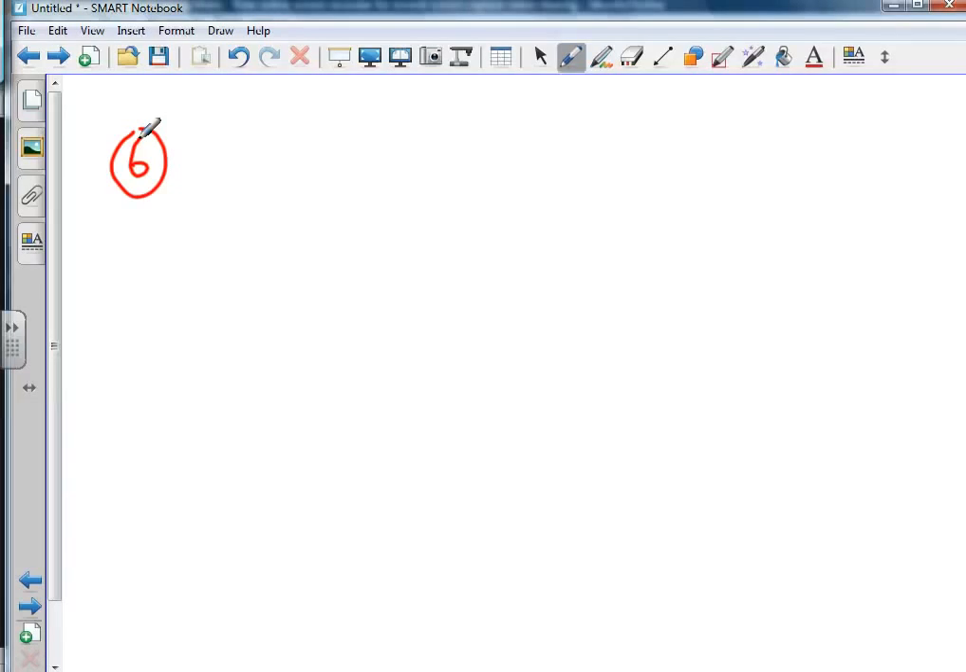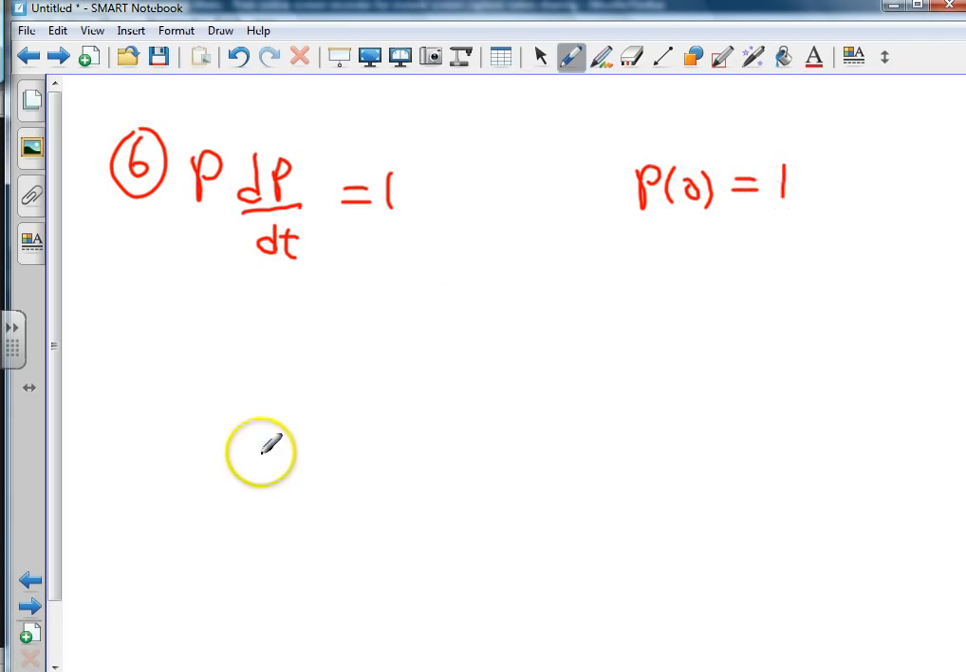Number 6 says P dp dt is 1. And P of 0 is 1. How are you going to separate this one? It's actually one step. Just bring the dt up, right? Okay, so multiply both sides by dt. And now is this an ln problem? Is it? Really? No? It's ln if it was dp over p. This is different. How do you anti-differentiate this?